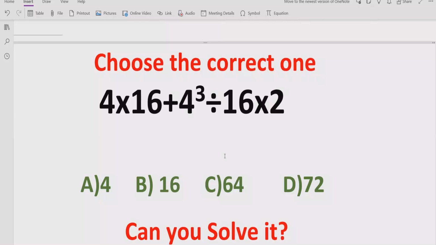So we have to solve this quiz using the PEMDAS and BODMAS method and find out the correct answer. In the answer list, we have four answers. A is 4, B is 16, C is 64, and D is 76. Let's see after solving it which answer is correct.